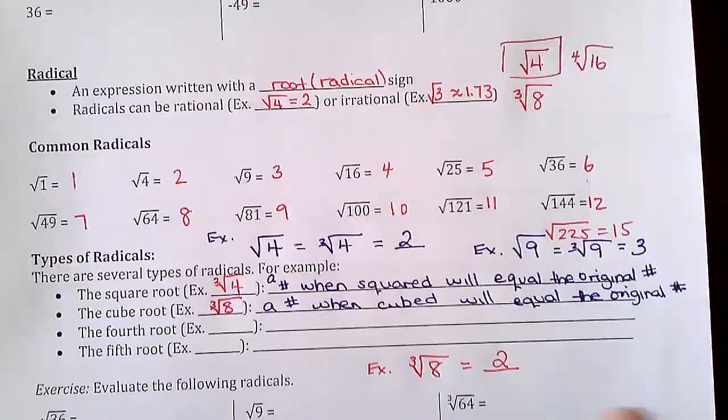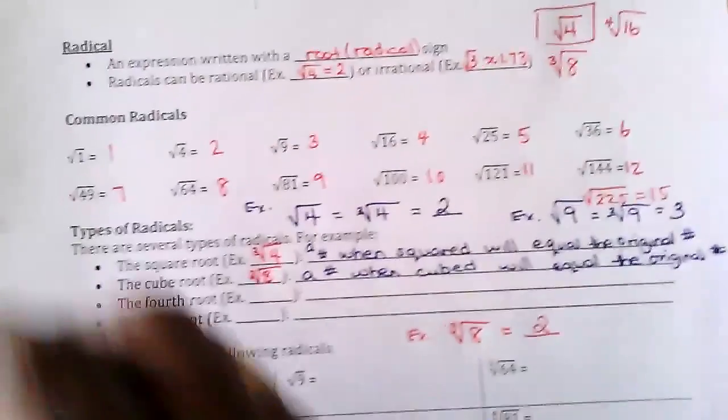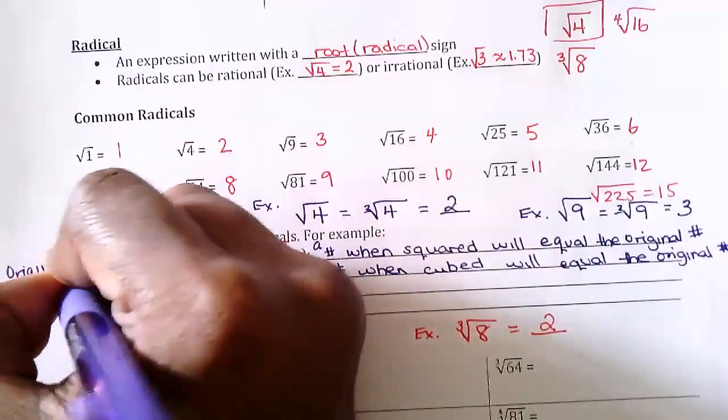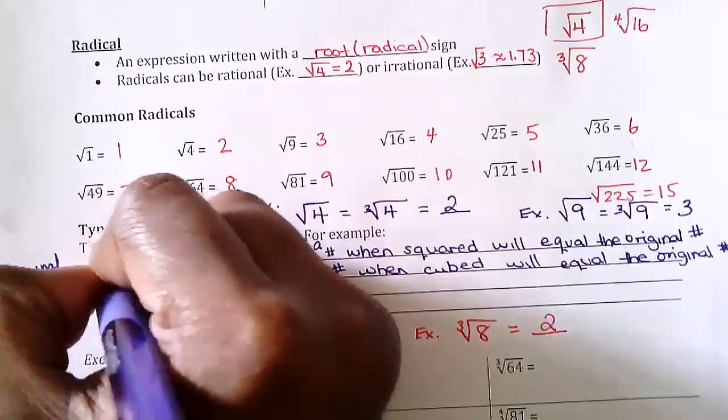Okay, again, what I'm referring to as the original number is the number underneath the radical. Let me define that here. Original number equals number underneath radical.